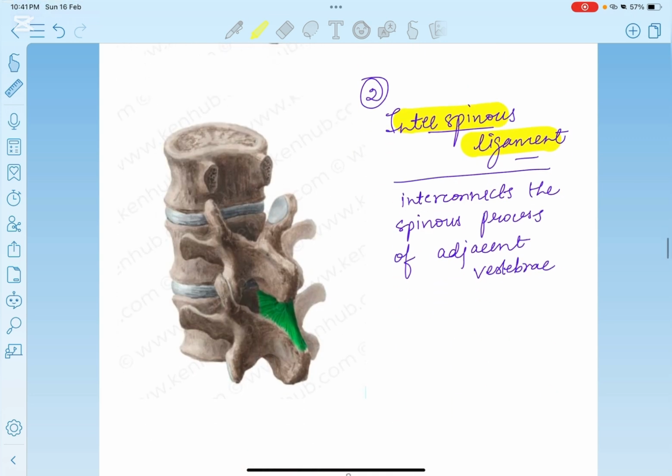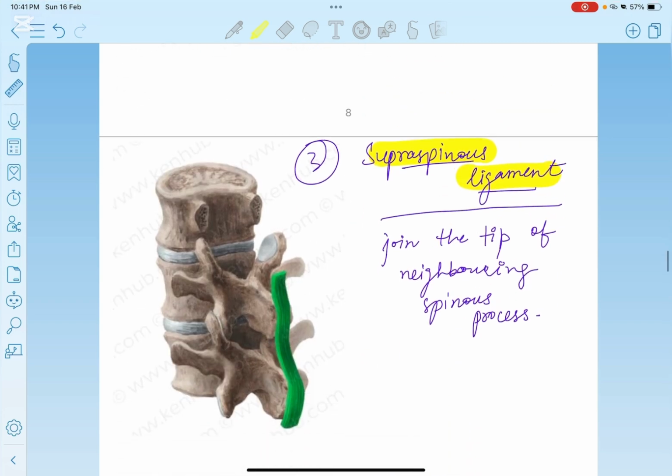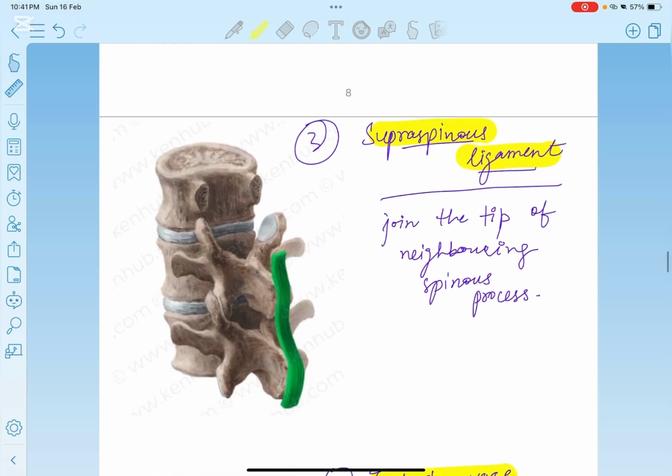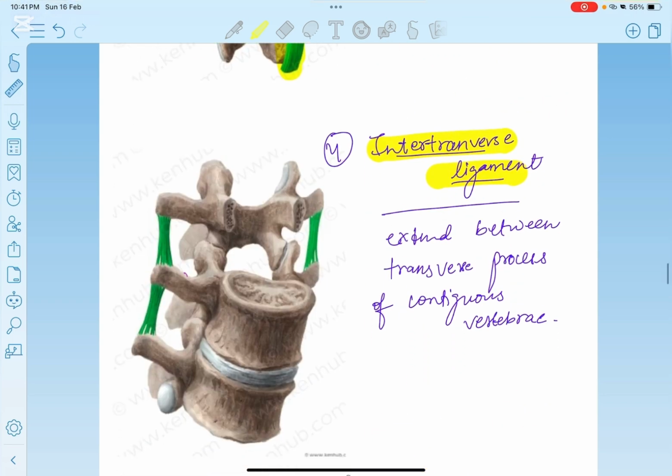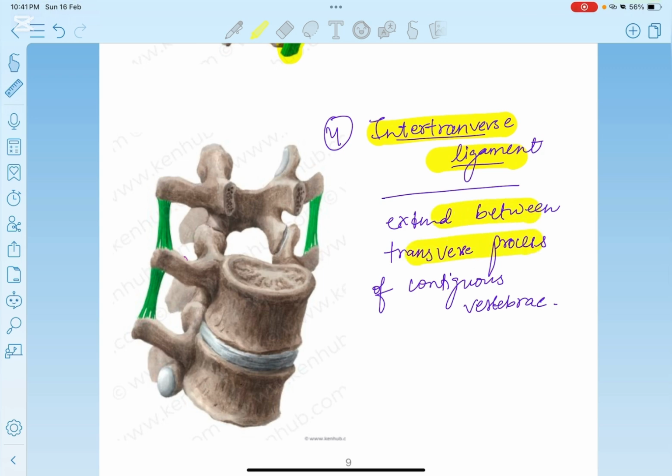Second is the interspinous ligament. It interconnects the spinous processes of the adjacent vertebrae. You can see here that it is connected to the spinous processes of adjacent vertebrae. Third is the supraspinous ligament. It joins the tips of neighboring spinous processes. As you can see, it is joining the tips of both spinous processes. Fourth is the intertransverse ligament. It extends between the transverse processes of contiguous vertebrae. You can see it is joining the transverse processes of the vertebrae.